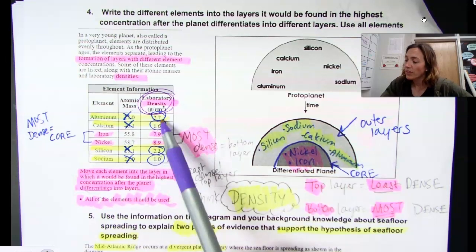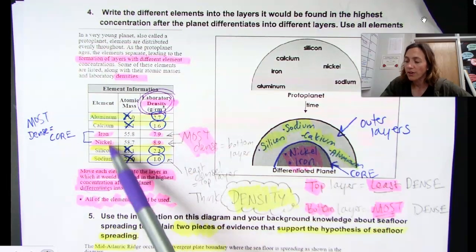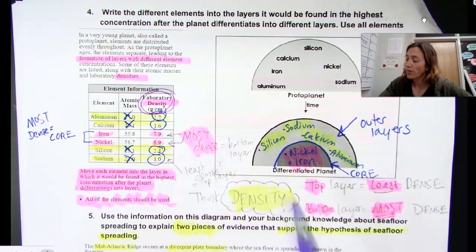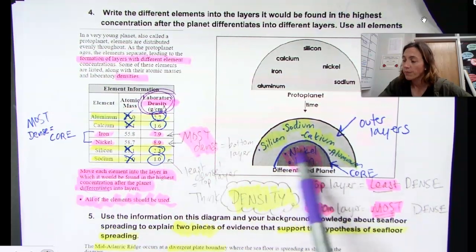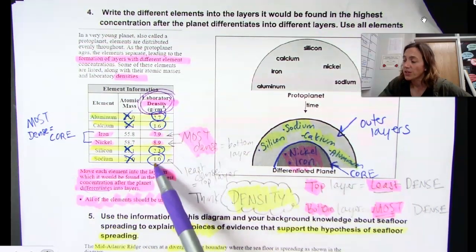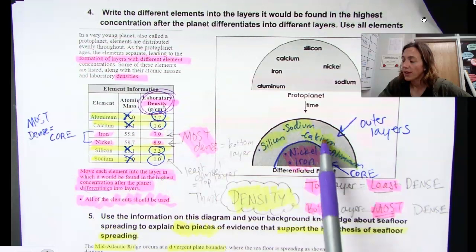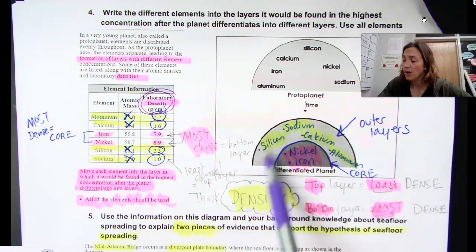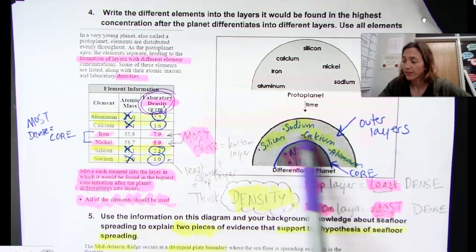So when you look at this chart, you notice right away that iron and nickel are the most dense. They're the highest numbers. So they go into the core of our planet. The less dense materials, silicon, sodium, calcium, and aluminum, are not in our core. They are going to be somewhere in the outer layers.